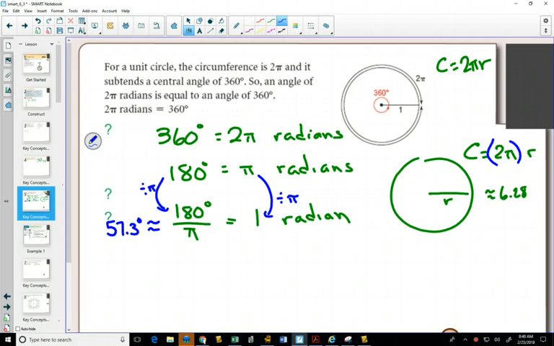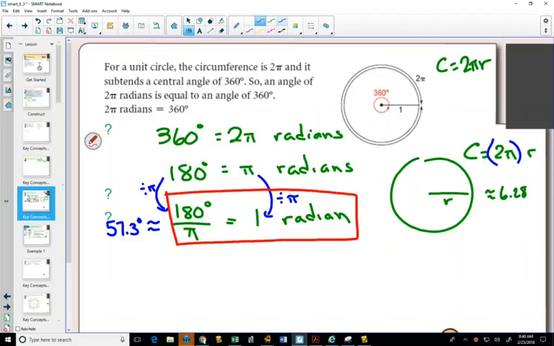So this is going to be one important expression that we're going to use. If we know what 1 radian is, now we have the ability to find out 2 radians by just doubling it. We could find out what 5 radians is by multiplying both sides by 5. We could find out what pi over 10 radians is by multiplying both sides by pi over 10.